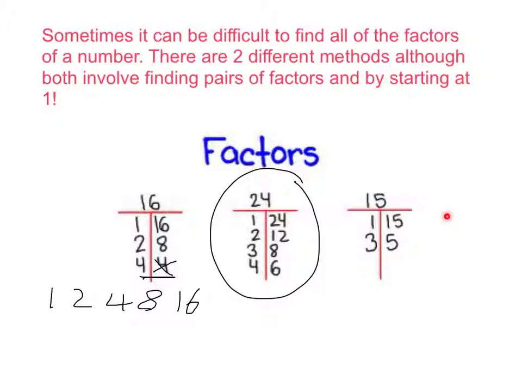Last example, 15. We said it was in the 3 and 5. Is it in the 4 times table? No, because it's an odd number. So this is where I stop. So factors of 15 are 1, 3, 5 and 15. So as you can see, we're always looking for pairs that go together. And then once we meet the numbers at the bottom, we know we can stop.